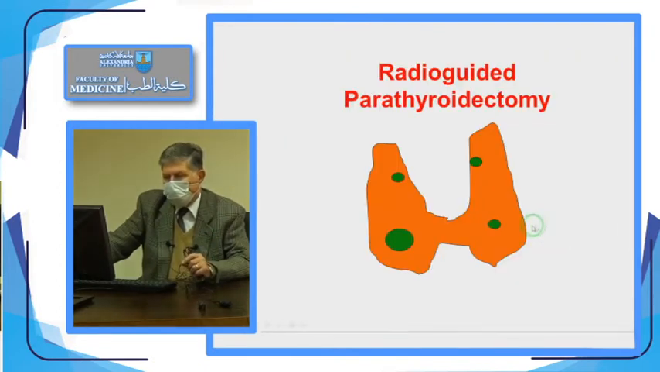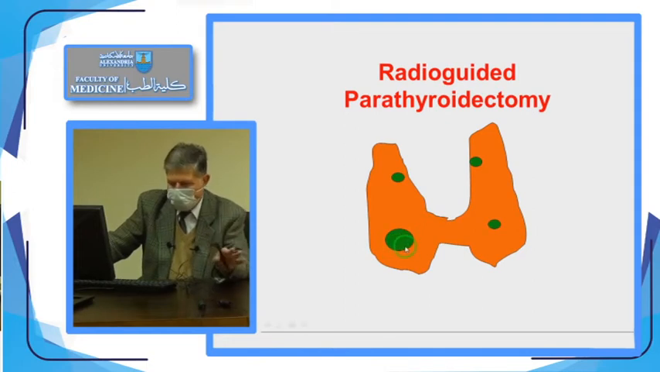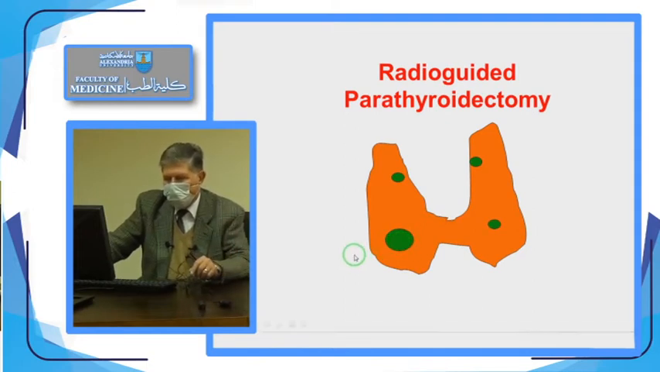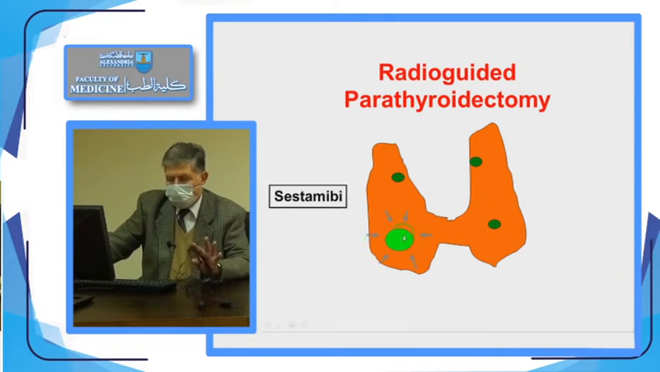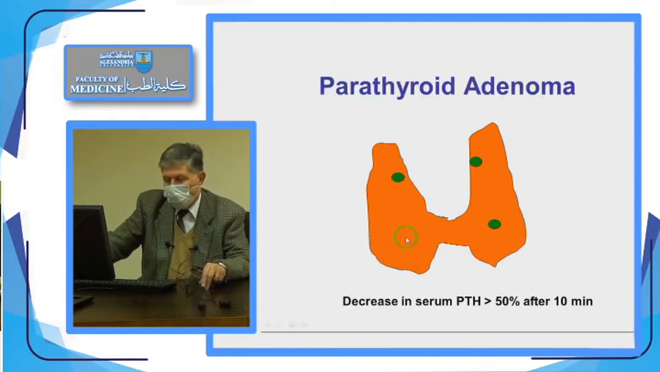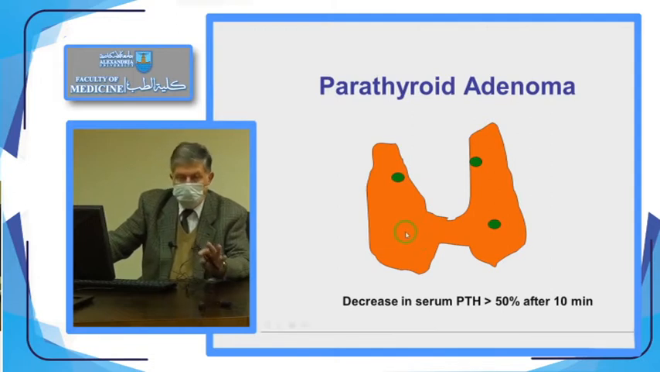And this is the technetium scan, preoperative. This is the parathyroid adenoma, right lower parathyroid adenoma, and if you inject the sestamibi, it will show as a hot spot. This is preoperative, while the patient is on the operating table, and if you remove it, the surgery will be successful.